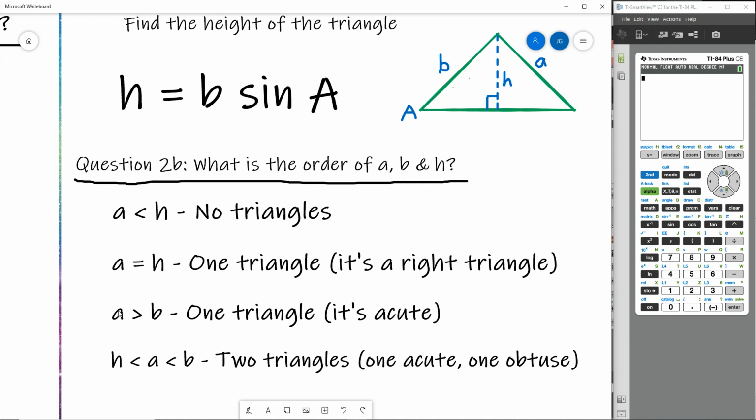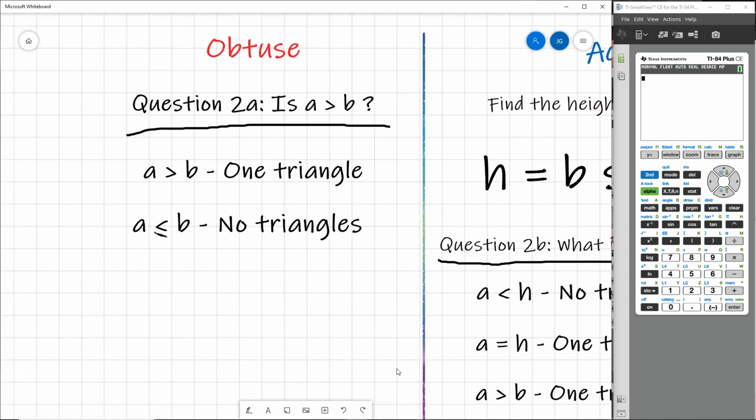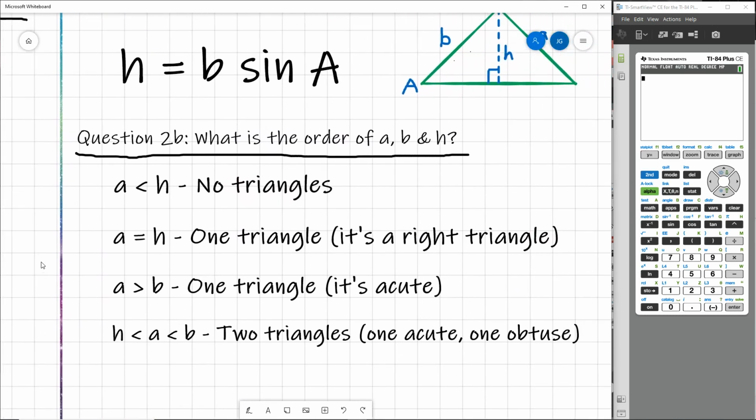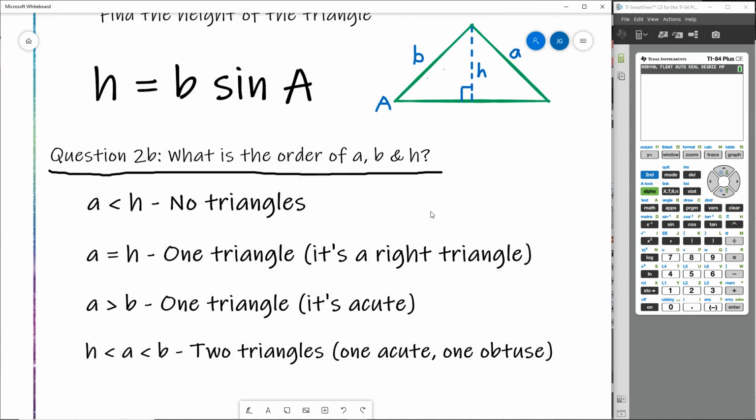Where A is greater than B, now we have one triangle. So this is very similar to how it is with the obtuse. In both cases, if A is greater than B, then we know that we have exactly one triangle. And in this case, it's going to be an acute triangle, so we know that all three of the angles of the triangle will be acute.